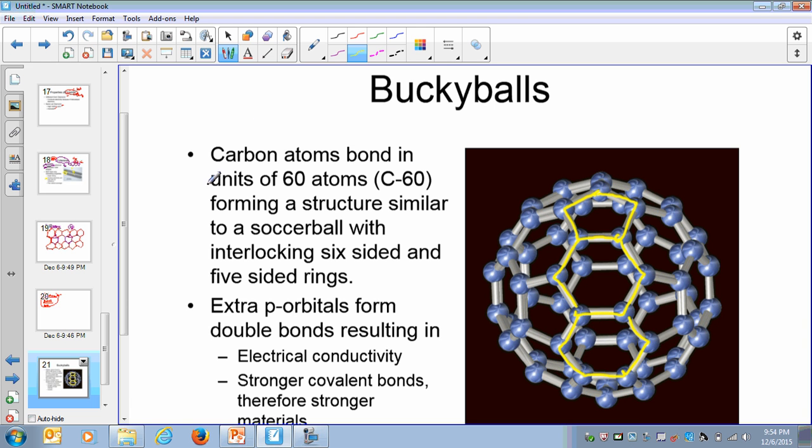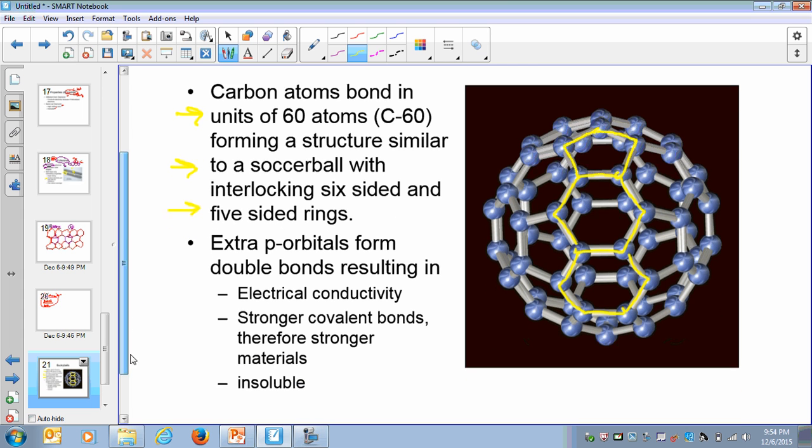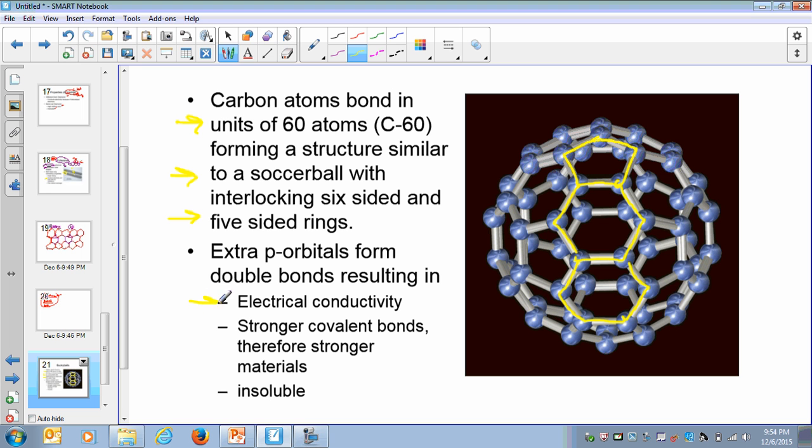So carbon atoms are bonded in units of 60 atoms, forming a structure similar to the soccer ball with interlocking six-sided and five-sided rings, the pentagons and the hexagons I'm talking about. The extra p orbitals, the double bonds, make it a very good conductor. The strong covalent bonds make it a very strong material, and it is insoluble. They are soluble in some non-polar solvents, not very easily, but there are some non-polar solvents that you can dissolve it in. But overall, it is insoluble.